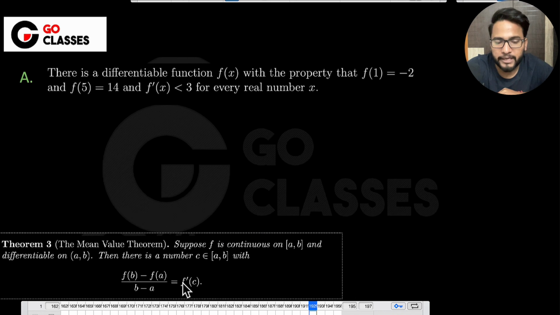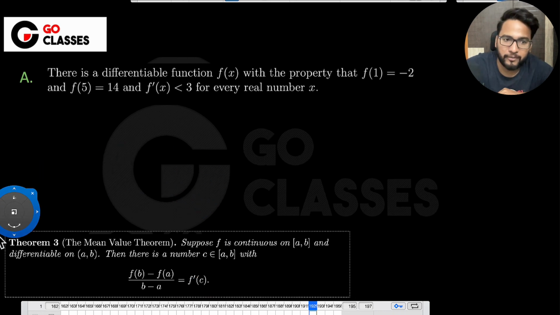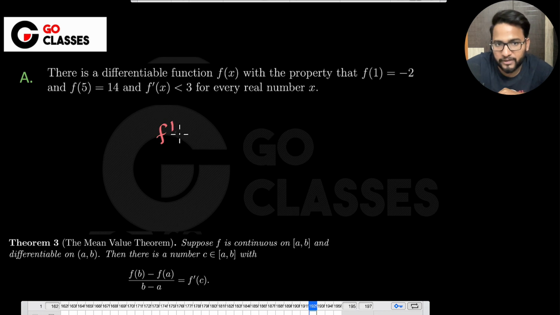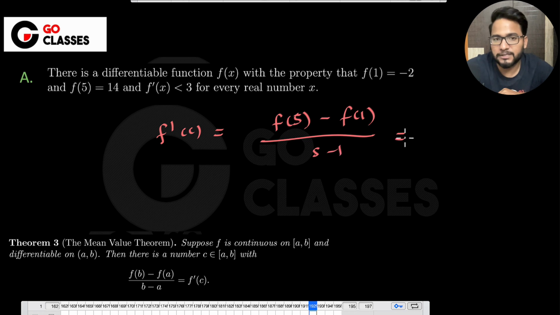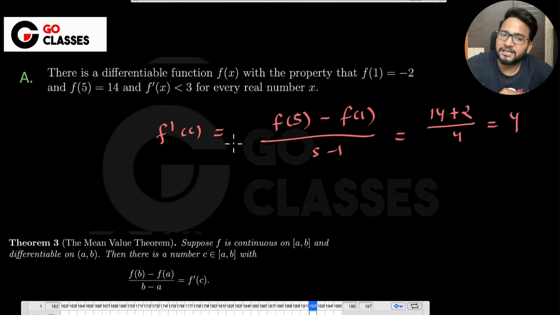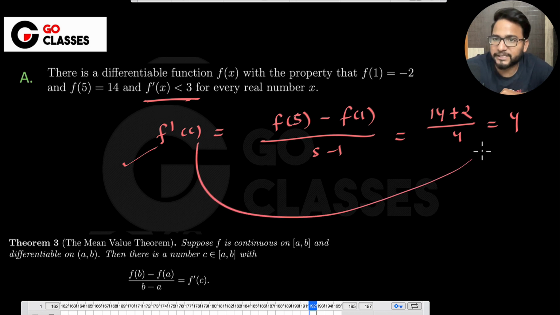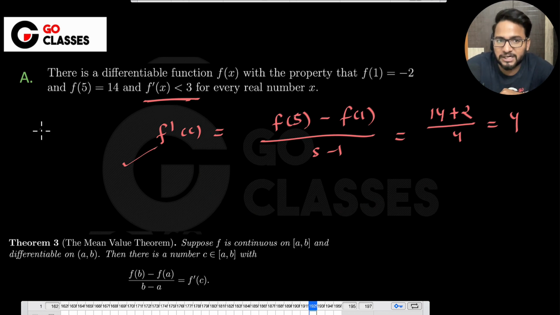Now what statement A is saying is that f(1) and f(5) are given. So let's find out some f'(c) based on this theorem, which says there exists a c such that f(b) minus f(a), which is f(5) minus f(1), divided by 5 minus 1. This means 14 minus minus 2, which is plus 2, divided by 4, it is 4. So there exists a c such that f'(c) is 4. That's what this theorem says, but the statement says that for all x you have less than 3. But no, there is a c which is exactly equal to 4, right? So this statement is false.